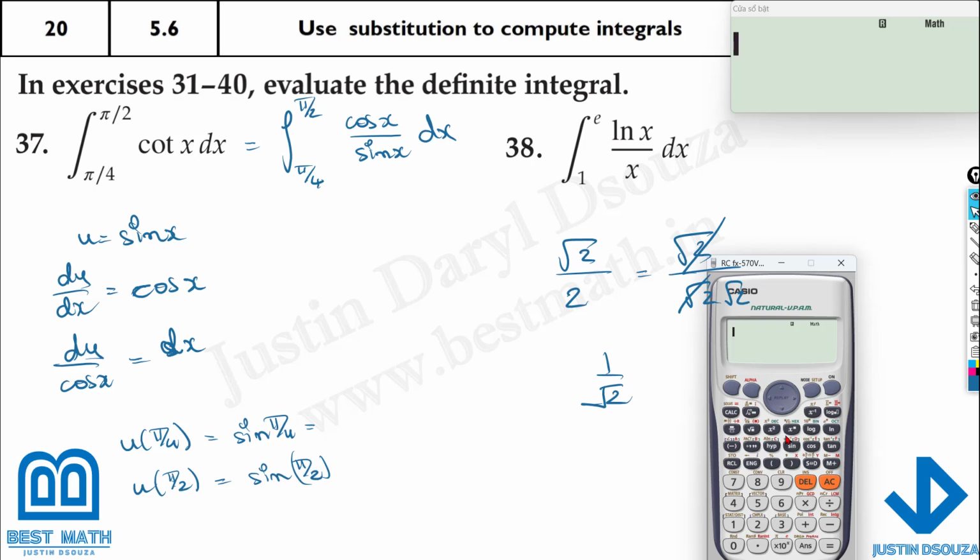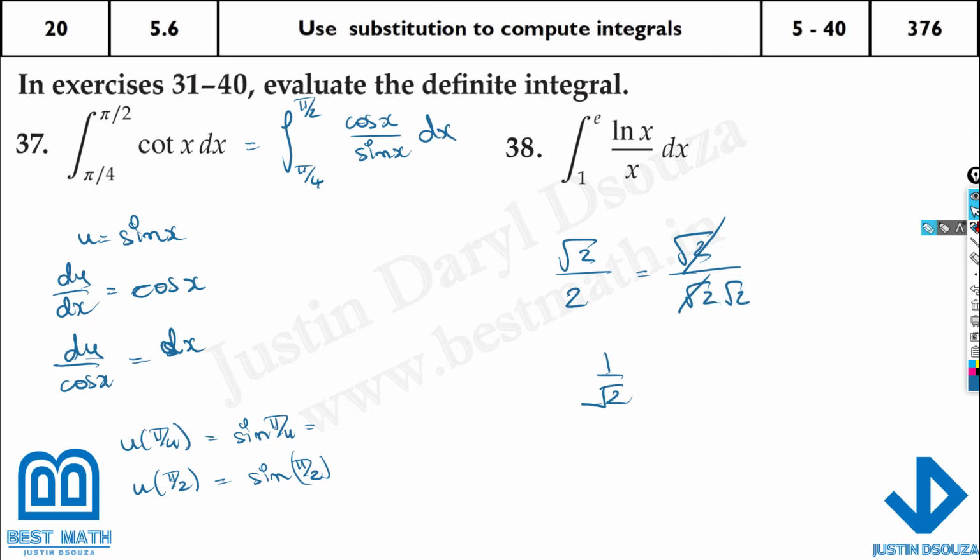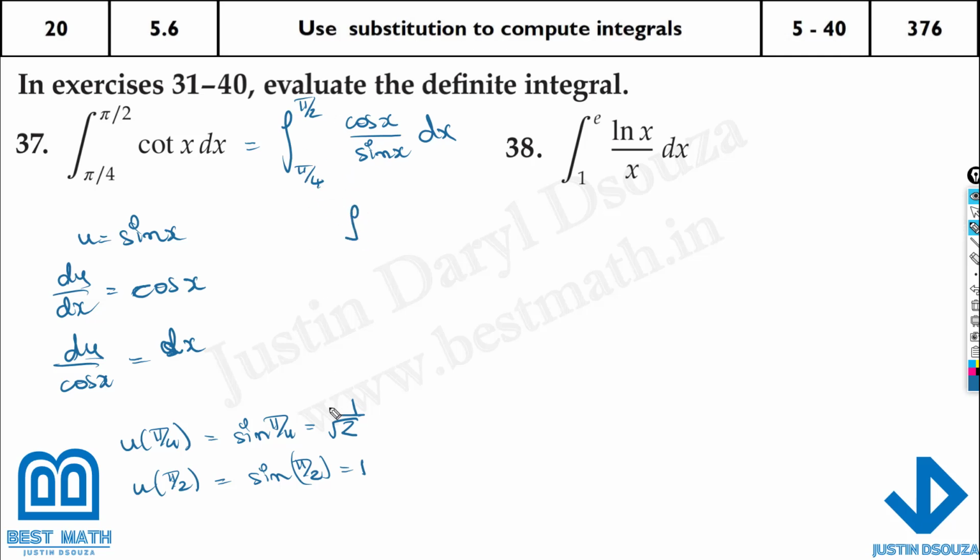And what next? We have sine of pi by 2, which is 1. Pi by 2, it's shift pi, and divided by 2, it is 1. So we will write it out over here. I'm going to write 1 by root 2, and this is 1. Let me just clear this off. And even if you write root 2 by 2, it's okay. That's no problem. What happens here? Here now, the limits are changed. The lower limit, pi by 4, we have 1 by root 2. And what about this? It's 1 over here, isn't it? The upper limit.